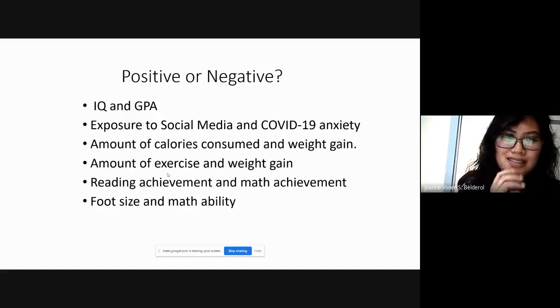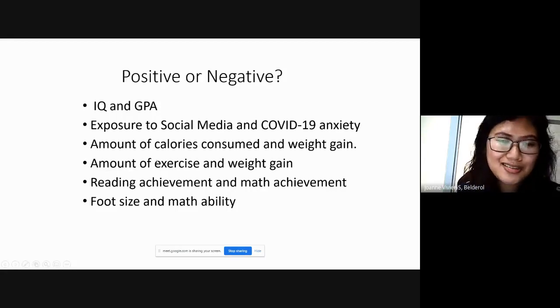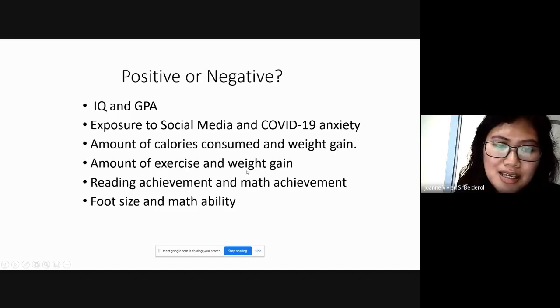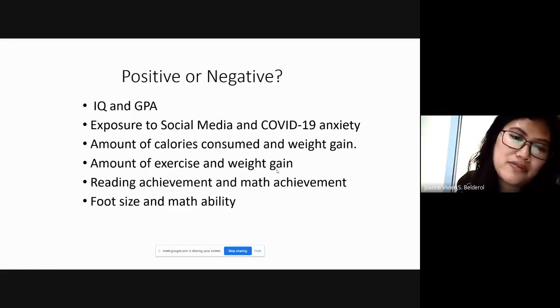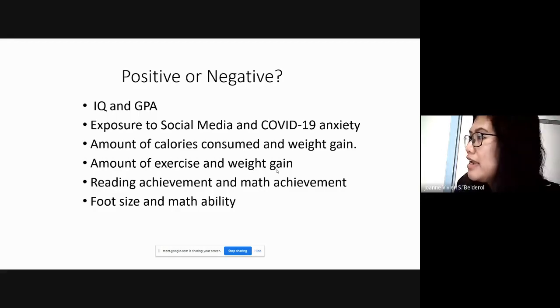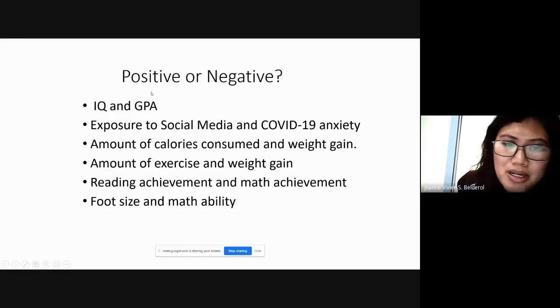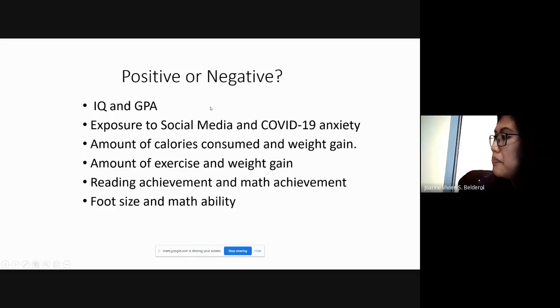For this exercise, just guess whether the relationship is positive or negative. Let's select this one, number 4: amount of exercise and weight gain. Is it positive or negative? What do you think? Jenny, do you think it's a positive or negative relationship?